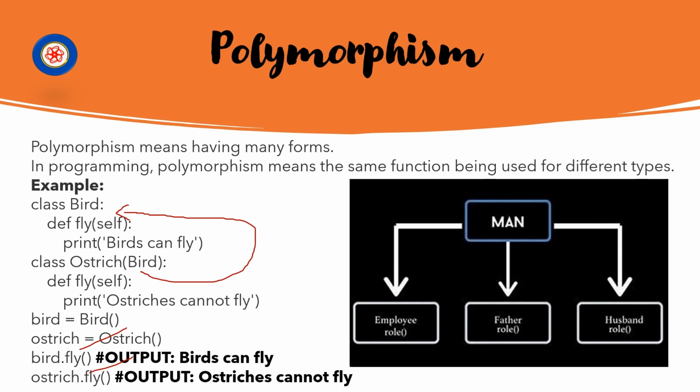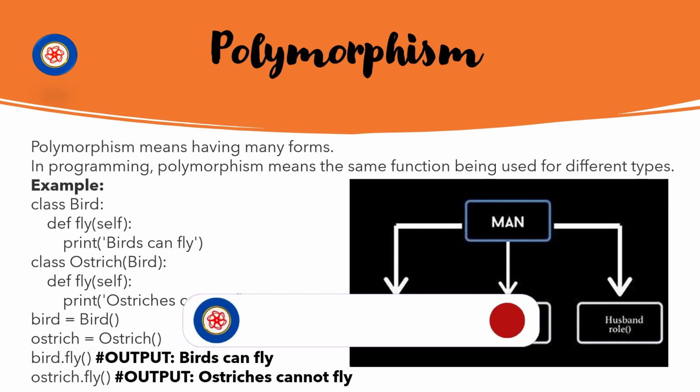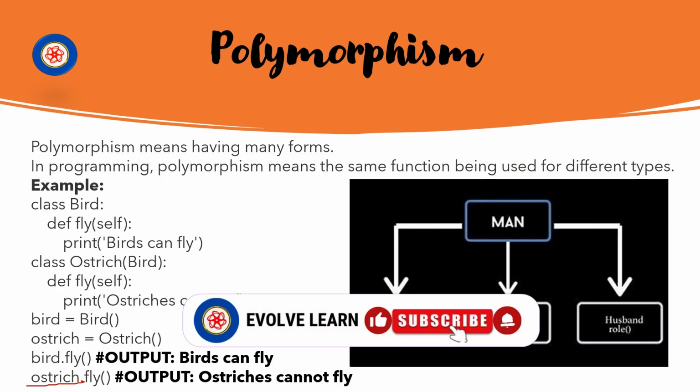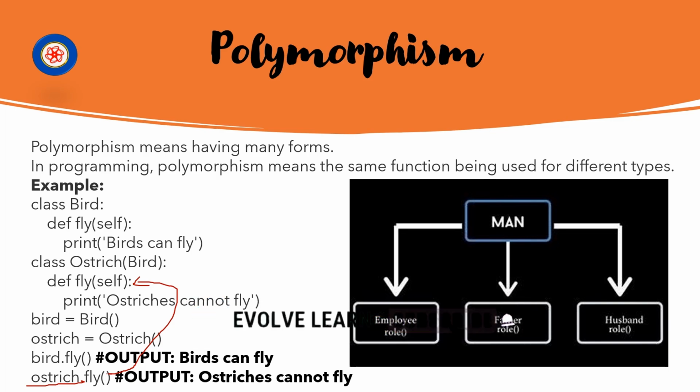When this bird.fly is called, the fly method in the bird class is executed, printing birds can fly. When this ostrich.fly is called, the fly method in the ostrich class is executed, printing ostriches cannot fly. With this example, I explained how polymorphism allows a method to be called on different objects with each object representing in its own unique way. I hope this clarifies how polymorphism works.